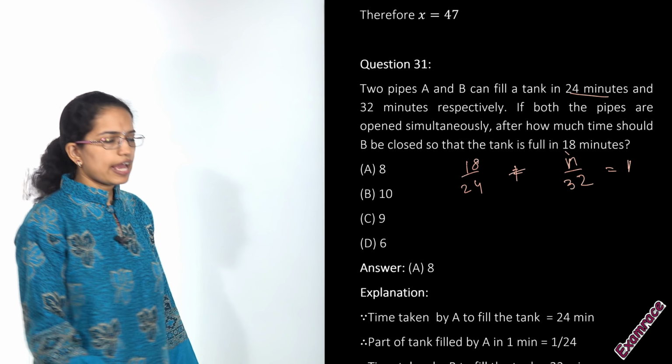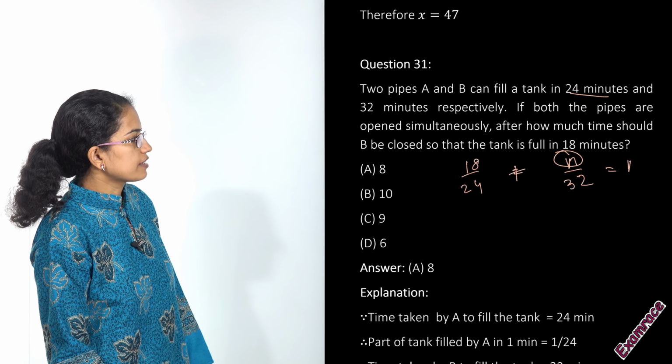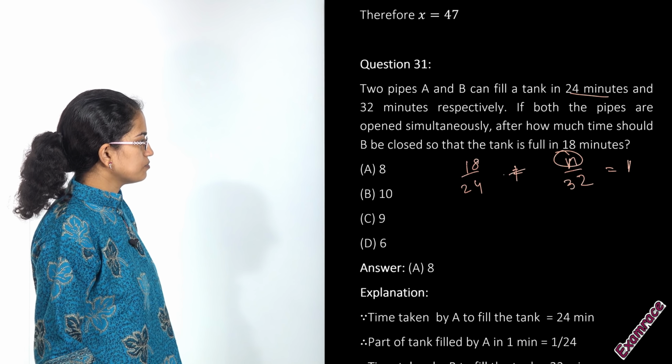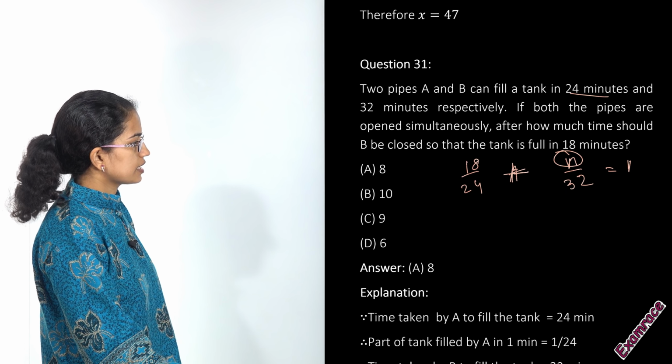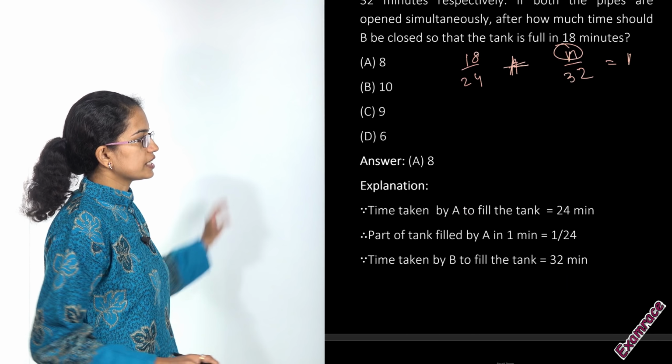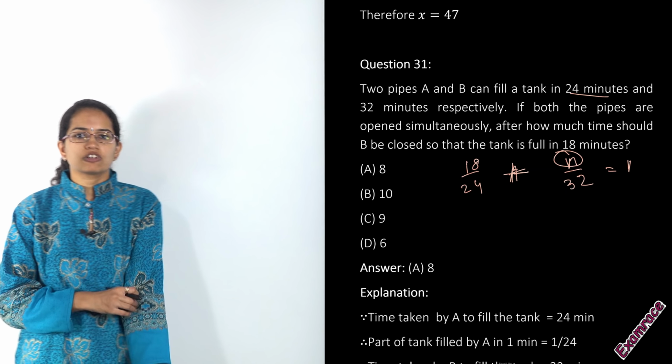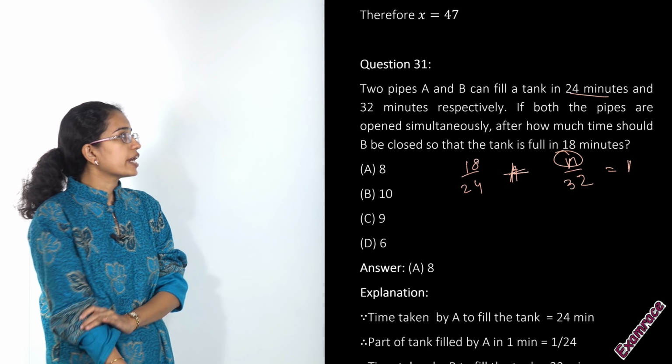Now that I have the formula here, I can calculate the value of n, and that comes to around 8. So that's the correct answer. I repeat, it's a very simple problem. We have the lecture on pipes and cisterns, so you can check that out.